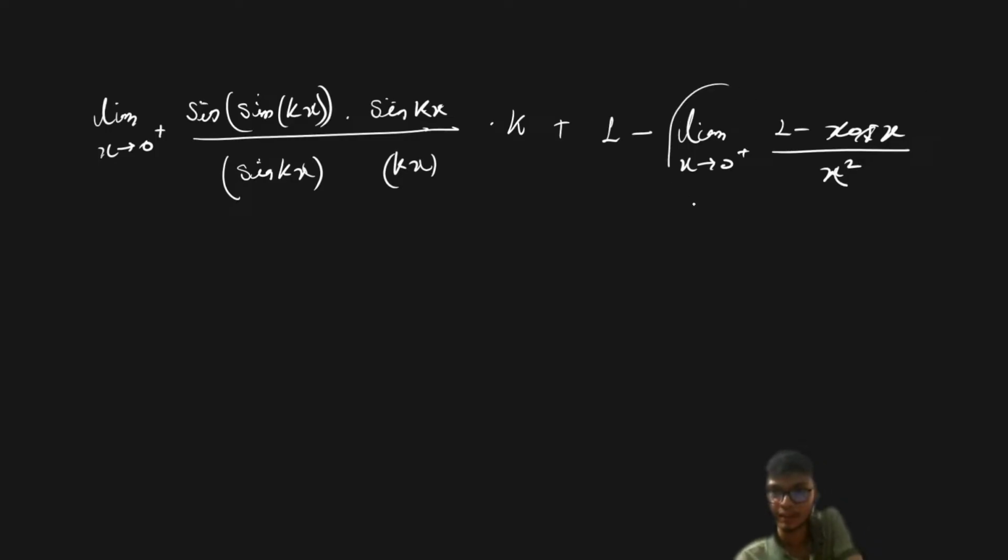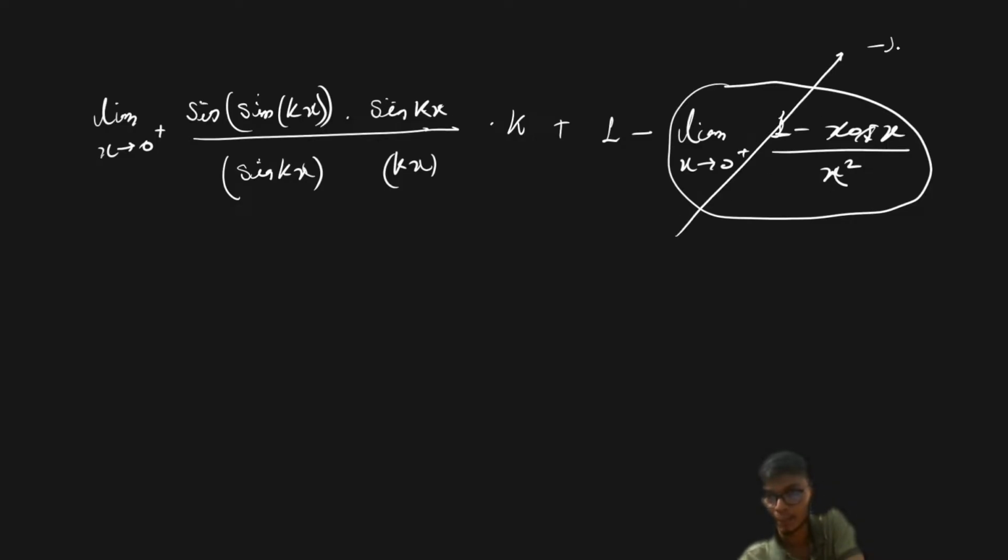Now for this you can apply the L'Hopital rule, or if you want to do it by expansion, this result is going to come out as minus 1 upon 2. And there will be one more x here, so that will make it 0. This particular part is going to come out as 0, and this result should be equal to 3.